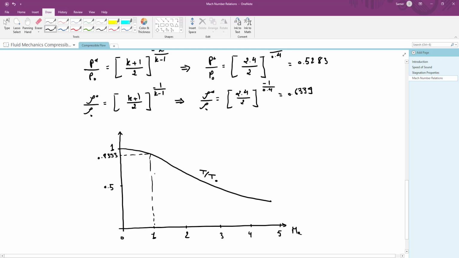Then this will be followed by the density. So at Mach equal to 1, we have a value of rho star over rho naught equal to 0.6339. So the density also will be decreasing. So this is rho over rho naught. And the fastest decrease will correspond to the pressure variation. So at Mach equal to 1, we have 0.5283, and this is the pressure decrease. So this is P over P naught. So these are the three curves, T over T0, rho over rho 0, and P over P0 for increasing Mach number.